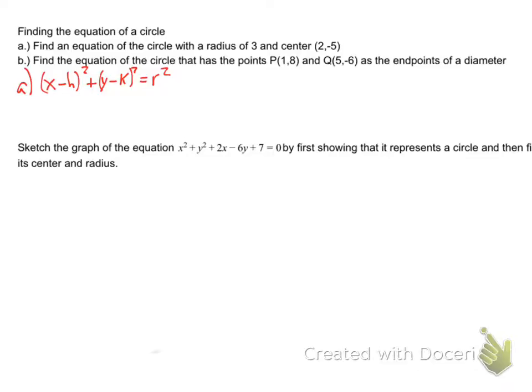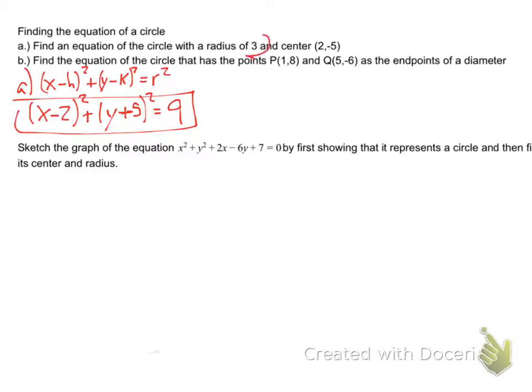It's 2. So in the equation it looks like it's x minus 2 squared. What's k? So it's minus a -5, or we will go right to plus, equals 3 squared, or 9. 3 is the radius.